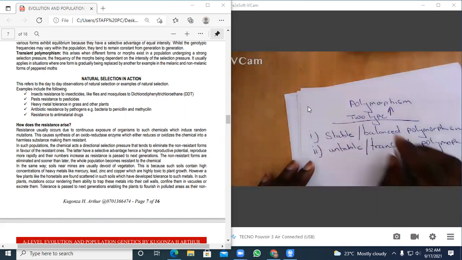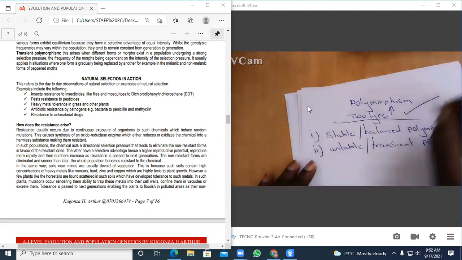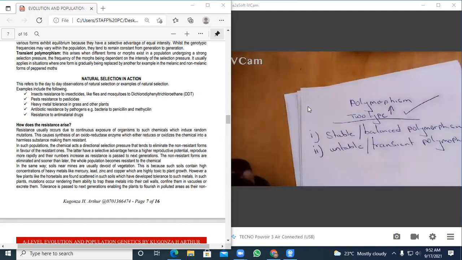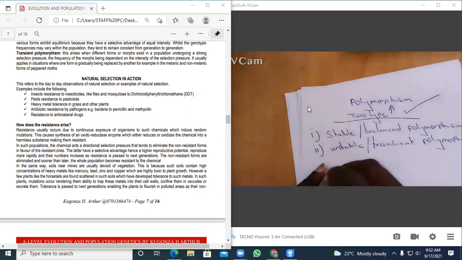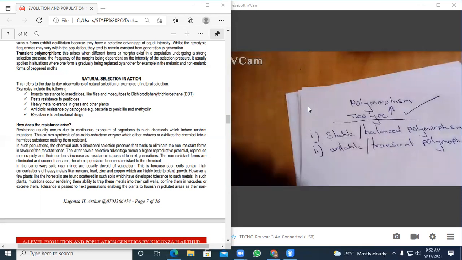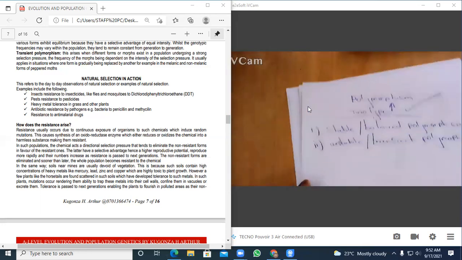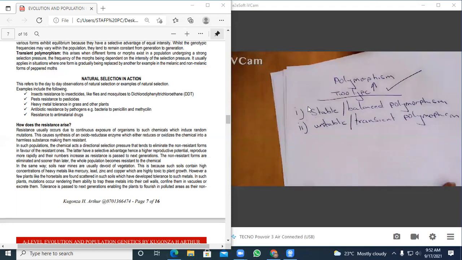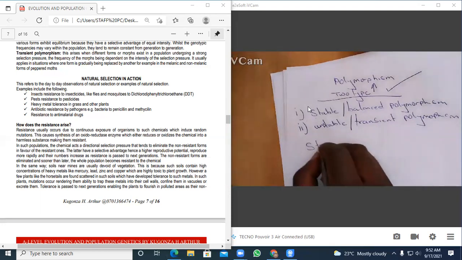We have two types of polymorphism. If you have understood polymorphism, you must know that we have two types of it: stable and unstable. Stable, you call it balanced, and unstable, we call it transient. You need to know all because they will ask one of them. Now, we are going to start with the stable.